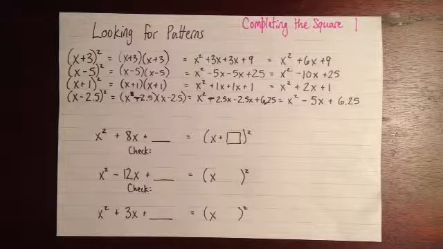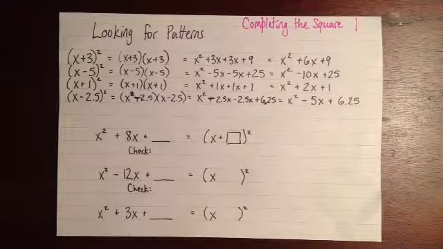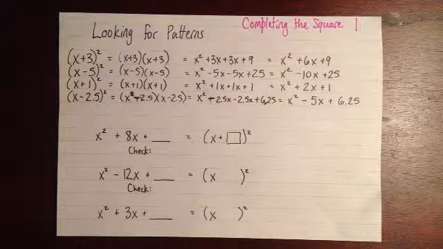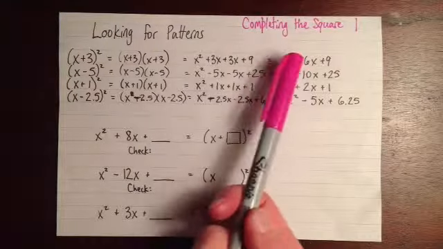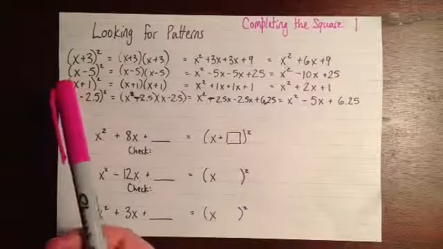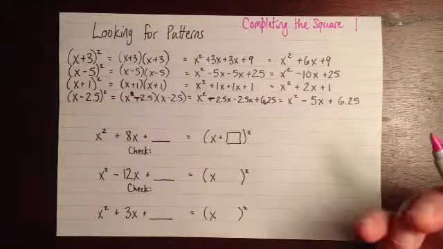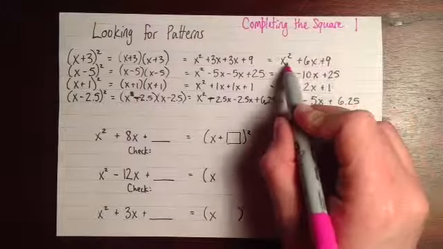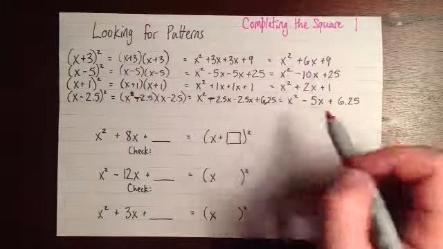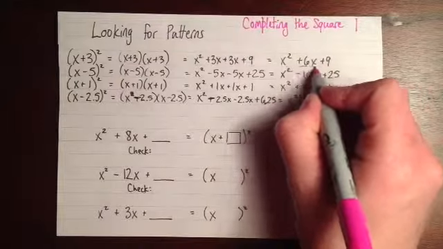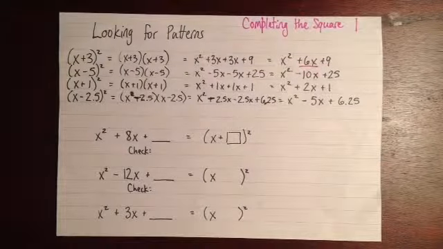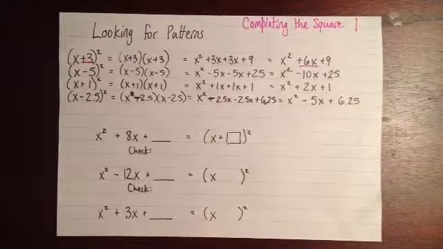Okay, so now we've got a few examples here. We want some patterns. So we're kind of looking at the relationship between these numbers and these numbers. The first thing I want you to notice is that when we have the simplified version, like the version that looks like general form, the number of x's we have here is double that number.